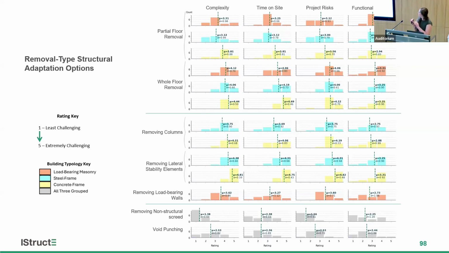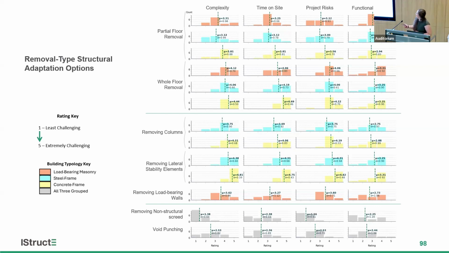The histograms give us the distribution of the results, the responses from the experts, and the green lines give you the mean values for each one. Don't worry too much about the actual numbers. The idea of this is that we've got a visual comparison, so I can sort of talk you through some of the highlights. And then finally, building typologies. Orange is our load-bearing masonry, turquoise is the steel frame, yellow is the concrete frame, and then the grey ones is where we left all 3 grouped, as we felt we didn't need to distinguish between the typologies.